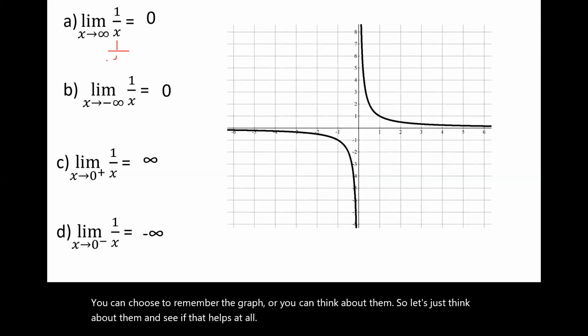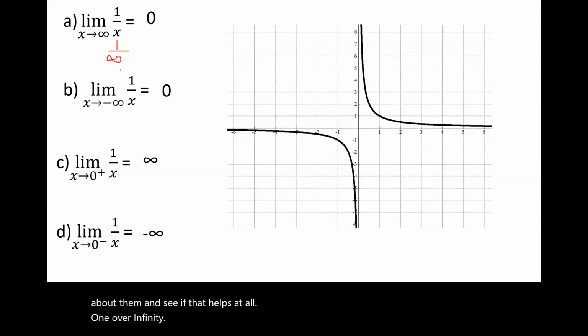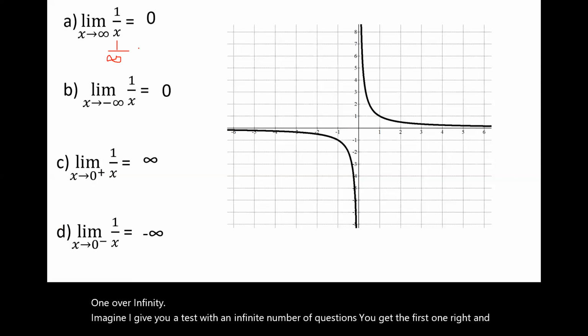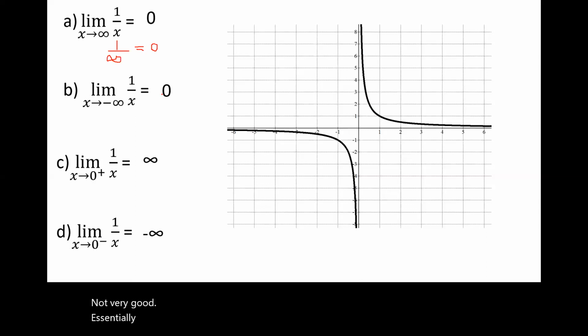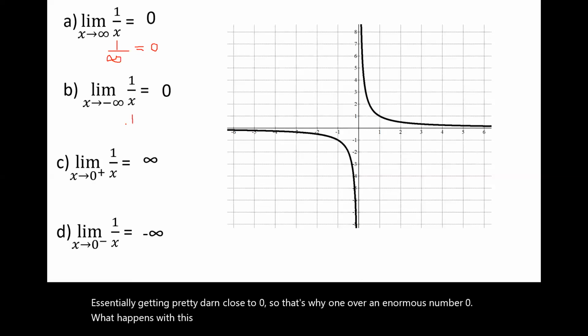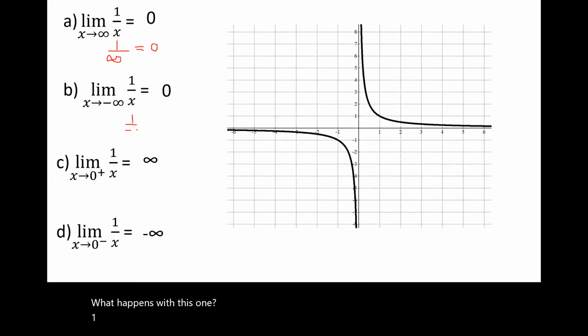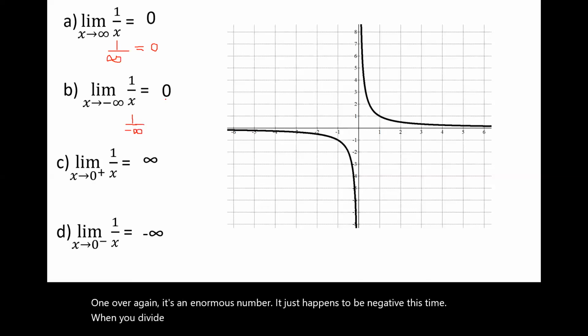1 over infinity. Imagine I give you a test with an infinite number of questions. You get the first one right and nothing else. What's your average? Not very good. Essentially getting pretty darn close to 0. So that's why 1 over an enormous number is 0. What happens with this one? 1 over, again, an enormous number. It just happens to be negative this time. When you divide by an enormous number, you don't get very much. So 1 over minus infinity is getting close to 0.